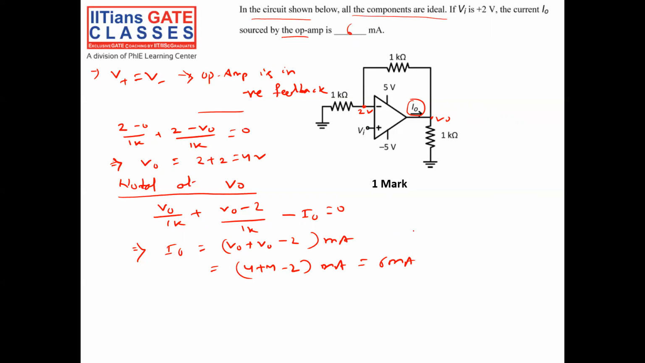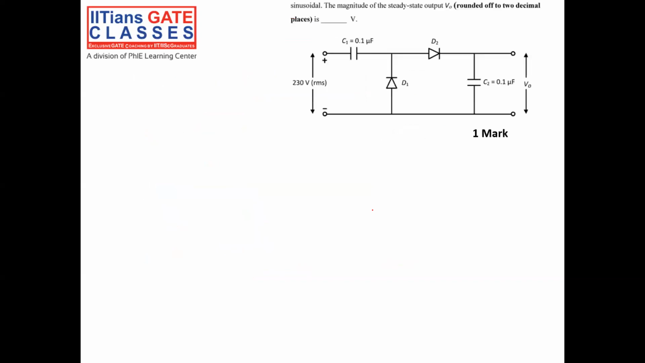Right? It's an easy question. First thing is I have to calculate V0. If I calculate V0, I can easily calculate the current sourced by the op-amp. Okay. Let's move to the next question. The input is sinusoidal. It is asked to find out the steady state output voltage V0.